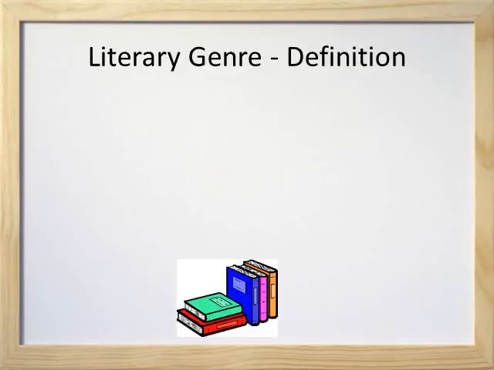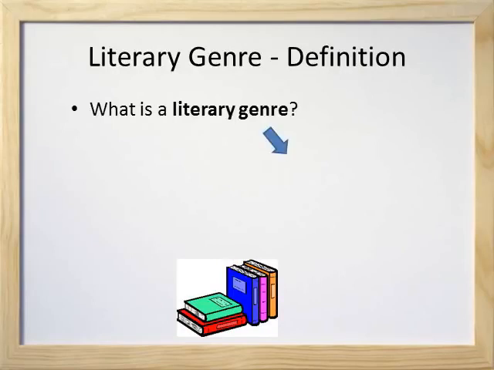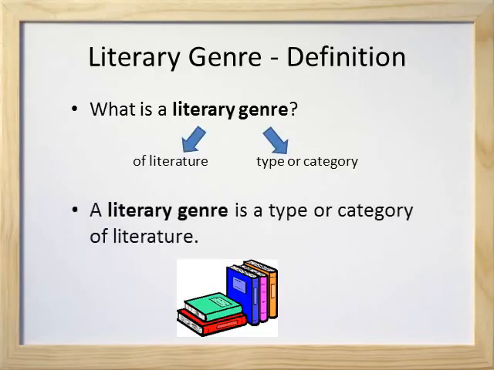Now let's talk about the definition of literary genre. So, what is a literary genre? Well, a genre is a type or category, and literary means of literature. So, a literary genre is a type or category of literature.